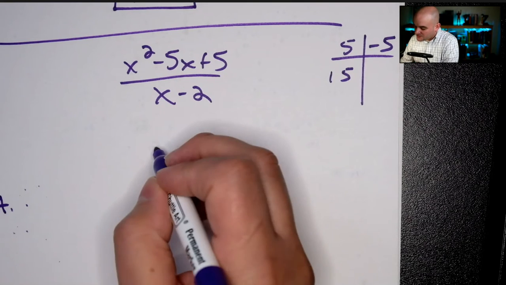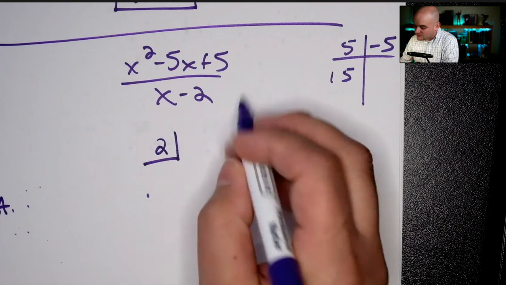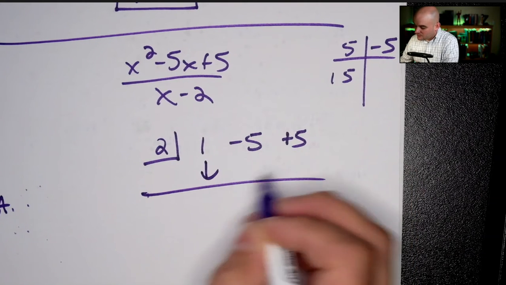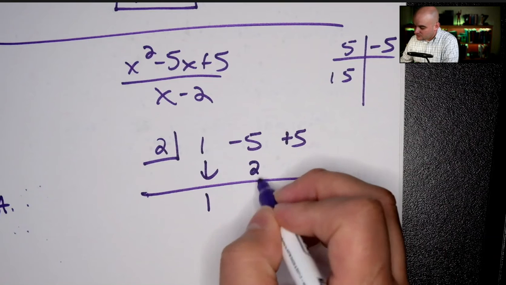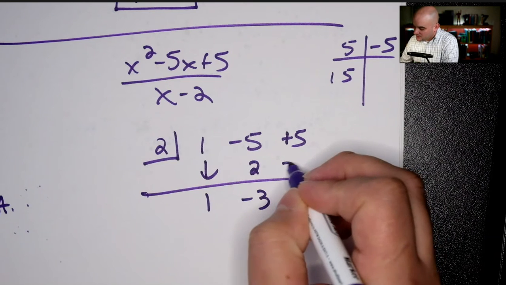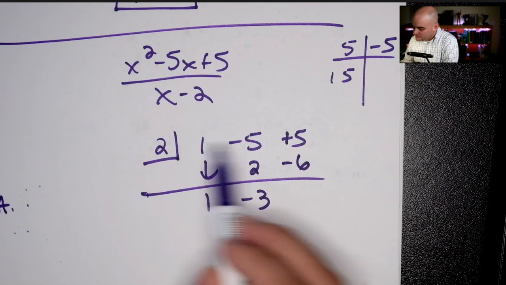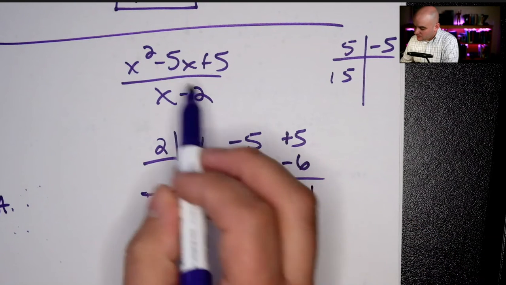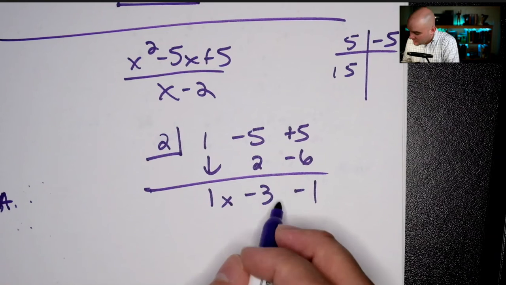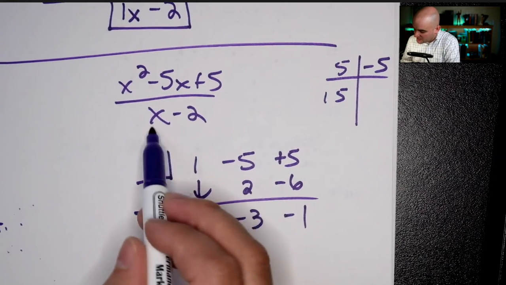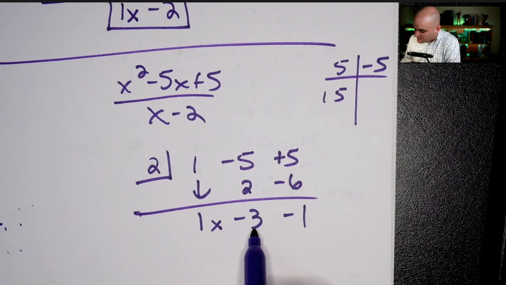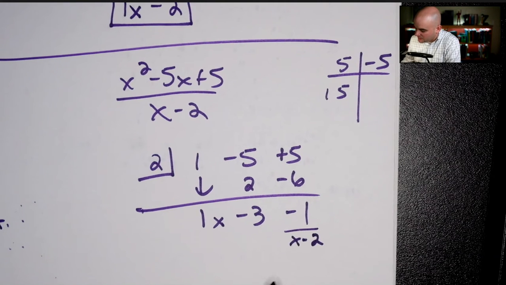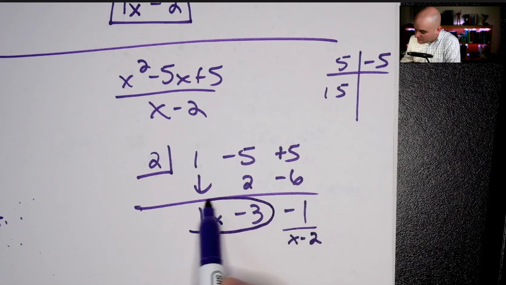So the opposite of negative 2 is positive 2. Once again, I'm using synthetic division here. Drop the 1. 2 times 1 is 2. Add these, I get negative 3. Negative 6 goes right here. Add these, I'm going to get negative 1. And so we go 1 degree less, which is x. And so what we end up with here is we're saying x minus 2 goes into this x minus 3 times with a remainder of 1. So this is still over x minus 2 here. So this portion right here is what we care about.